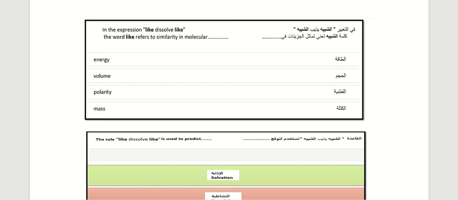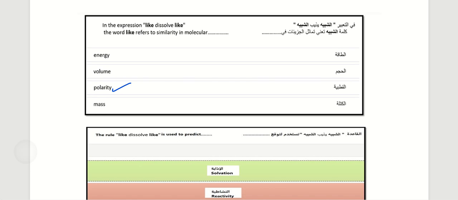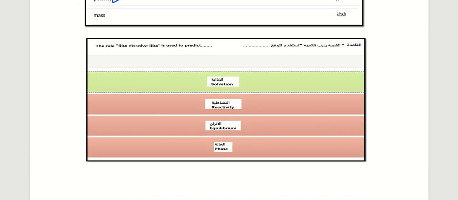Like dissolves like, of course, polarity. Because we say that polar solvent dissolves polar solute and non-polar dissolves non-polar, so of course it describes polarity. Like dissolves like is used for solvation.